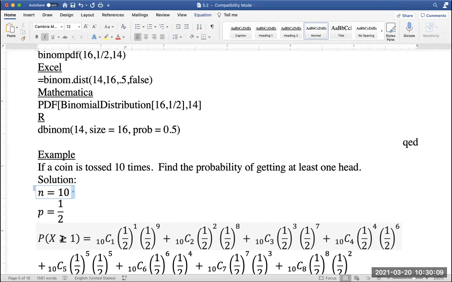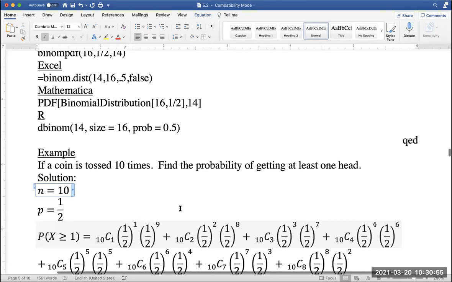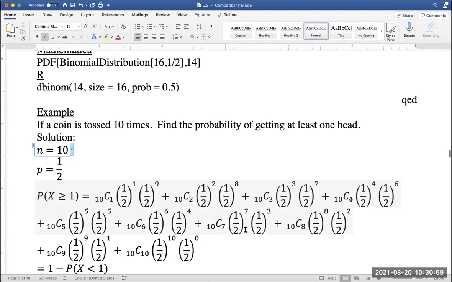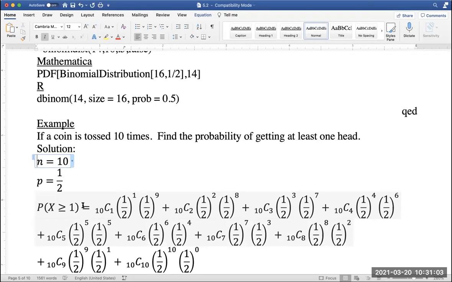So it's the probability of getting 1, 2, 3, 4, 5, 6, 7, 8, 9, 10 heads when I flip a coin. So the probability of getting one head is, well, there are 10 trials, so it's 10C1 times 1/2 to the 1, because you want one success, times 1/2 to the 9, 9 failures. Plus we have 2 successes, so 10C2 times 1/2 to the power 2, times 1/2 to the 8, because we have 8 failures. So we have 3 successes, 7 failures, 4 successes, 6 failures, 5 successes, 5 failures, 6 successes, 4 failures, 7 successes, 3 failures, 8 successes, 2 failures, 9 successes, 1 failure, 10 successes, no failures.